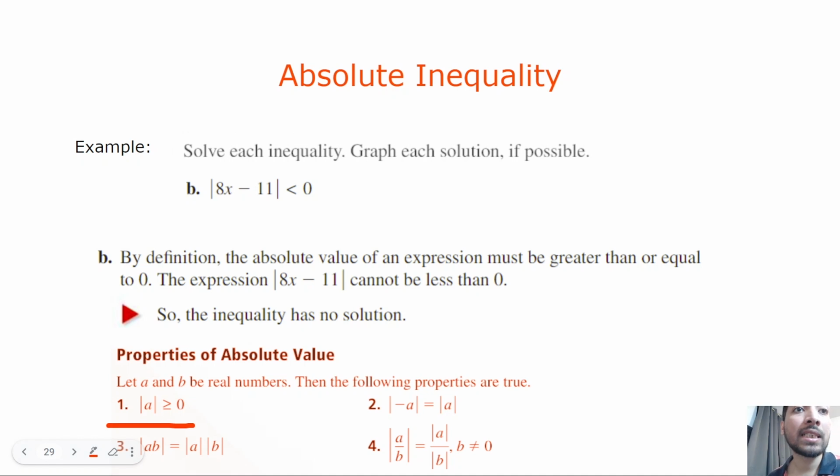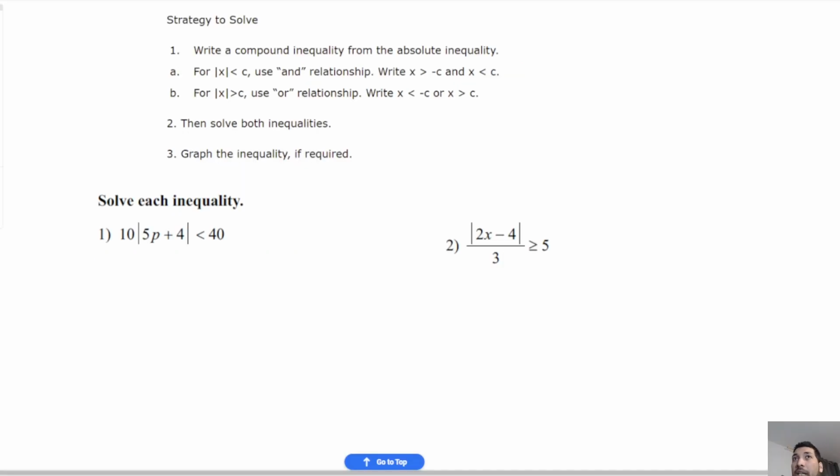So remember this property of the inequality. We need to have any absolute value inequality to be greater than or equal to 0 in order to solve the variable. Again, a quick recap on how we are solving these absolute value inequalities. So we need to write this compound inequality from the absolute inequality.